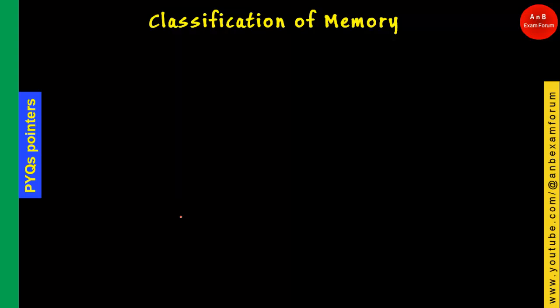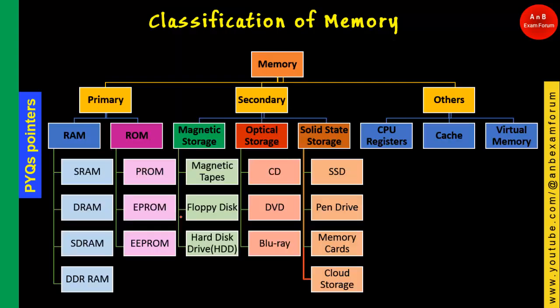So let's see the next important topic, the classification of memory. In classification of memory, you should remember this hierarchy. Basically there are two types of memory, primary memory and secondary memory. And in primary memory there are two types of memory, random access memory and read-only memory. Don't worry, we are going to see the details in the upcoming sessions.